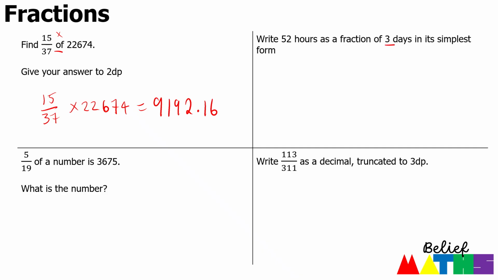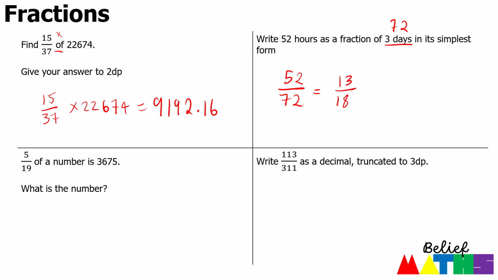The second one, writing one quantity as a fraction of another, so 52 hours. The first thing we need to do is convert this 3 days into hours. So 3 times 24, because it's 24 hours in a day, is 72. And then we just get 52 over 72. Put that into our calculator, and that will simplify to 13 over 18.